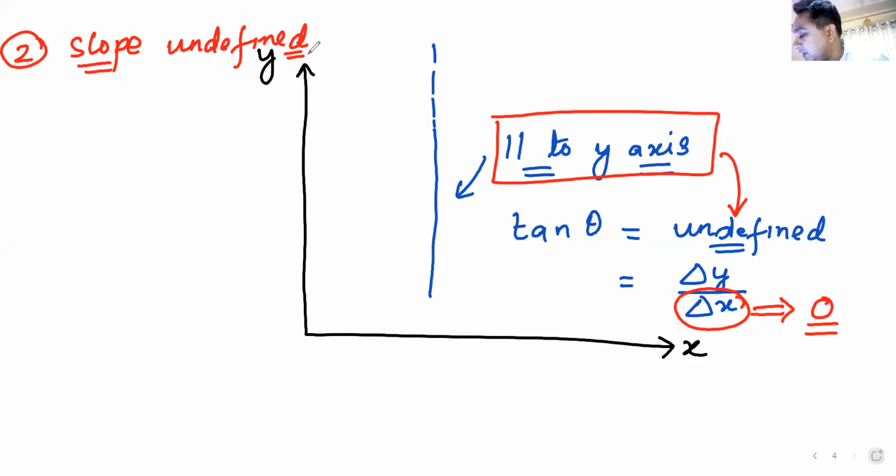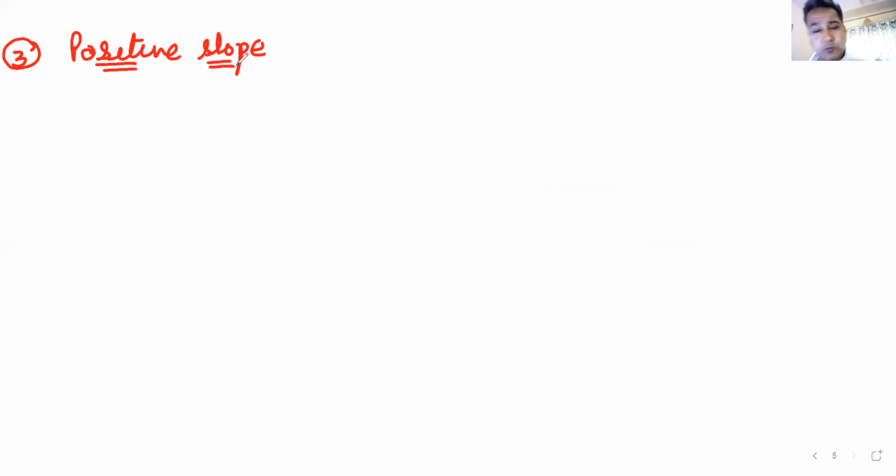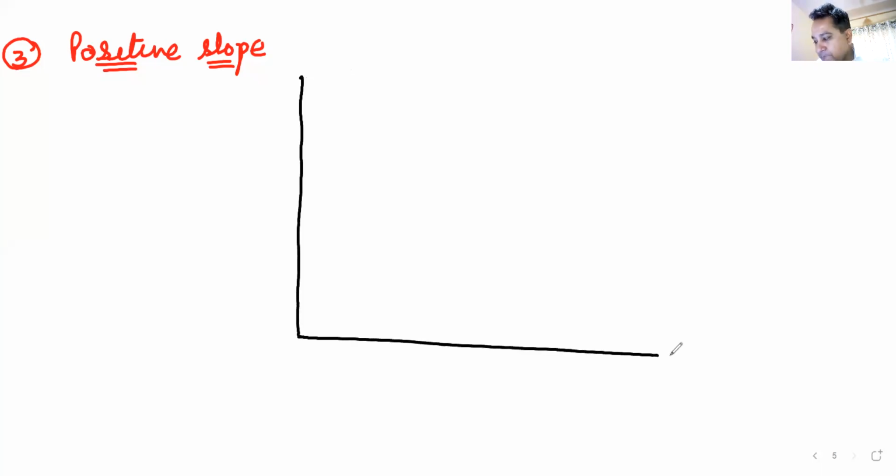Now, let us move to the next one. And what is this next one? I'll name it first so that every doubt gets cleared. Positive slope. A positive slope line. How does a positive slope line look like? Anyone, any idea? Or what I mean by a positive slope?